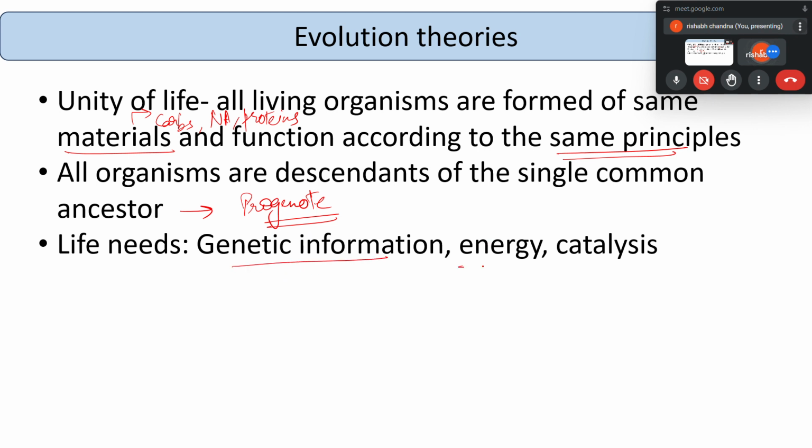And what does life need? Genetic information, energy to survive, and catalysis, and a way to convert this energy into a usable form. These are the things that life needs for survival on this Earth.